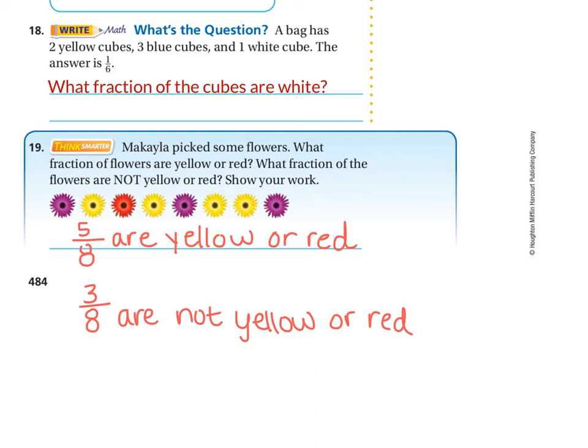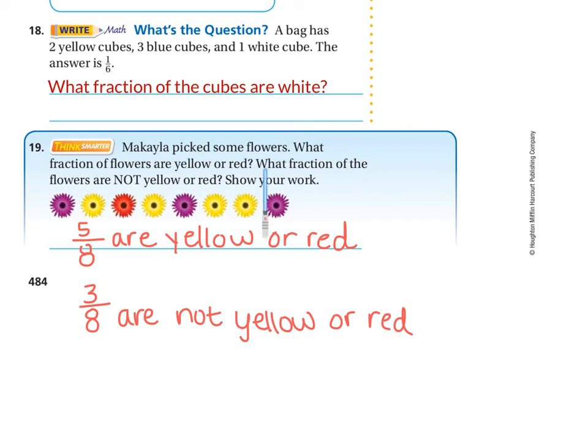So if we look at all of the yellow and red, we see that there are 1, 2, 3, 4, 5 out of 6, 7, 8 flowers. So that is 5 out of 8. There's our first answer. 5/8 are yellow or red.